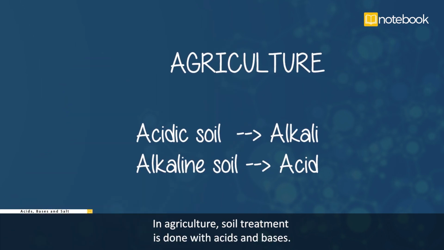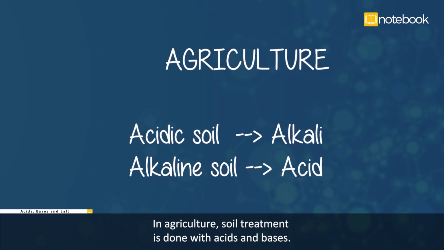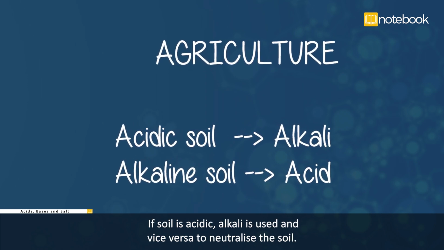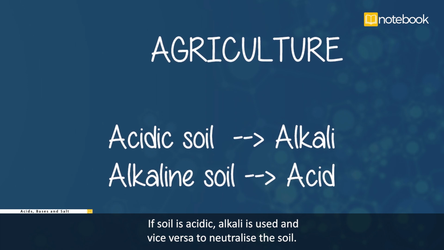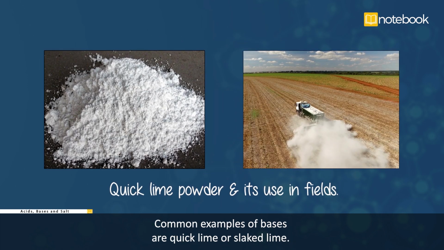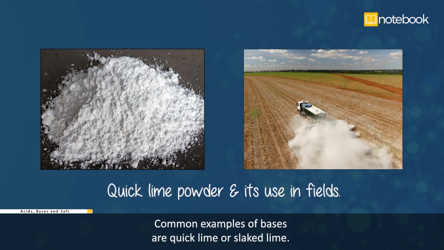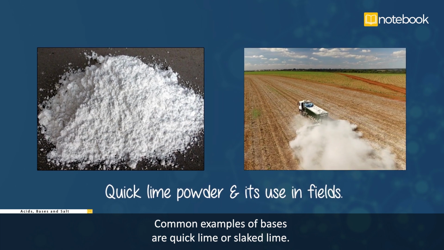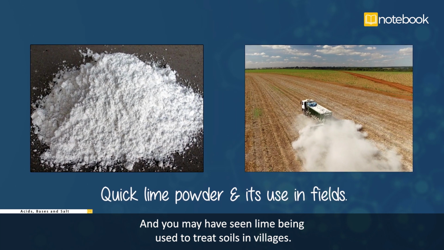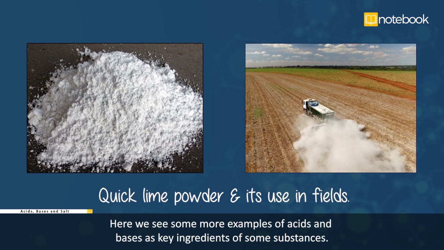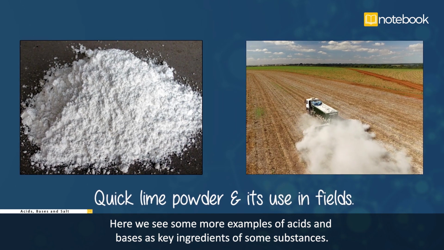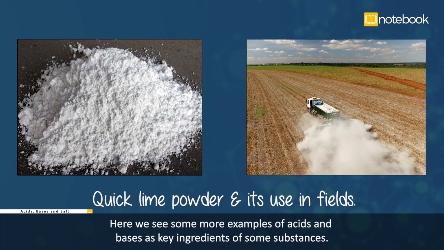In agriculture, soil treatment is done with acids and bases. If soil is acidic, alkali is used and vice versa to neutralize the soil. Common examples of bases are quicklime or slaked lime, and you may have seen lime being used to treat soils in villages. Here we see some more examples of acids and bases as key ingredients of some substances.